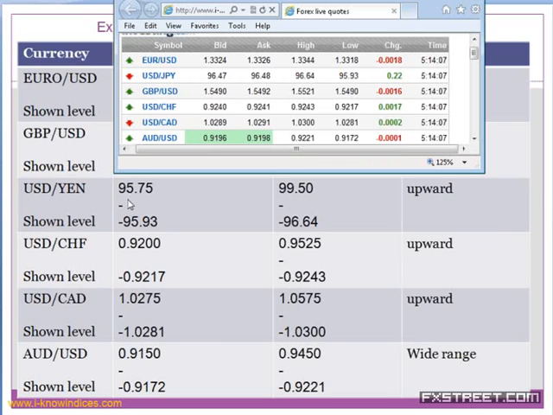Okay. Then in the case of USD yen, 95.75 is the estimated low, but they have shown 95.93 as the low, and it's unlikely to breach it, and they are expected to go further up. So this time it could go up to 99.50. 96.64 is the high they have shown around 3:30 GMT.